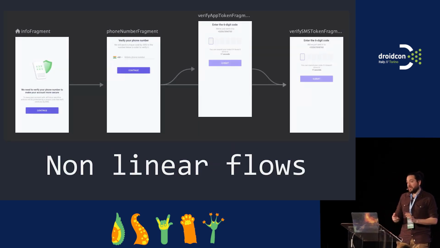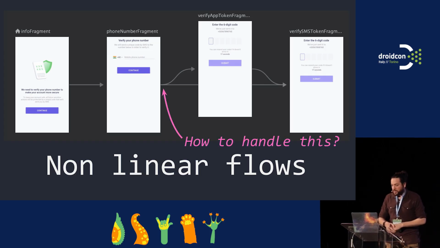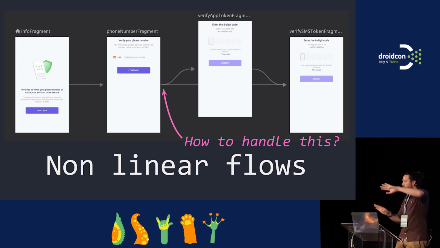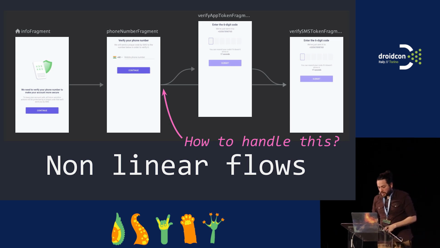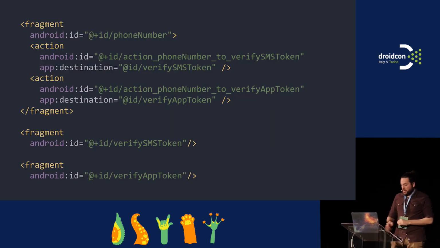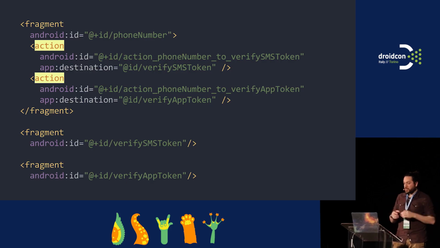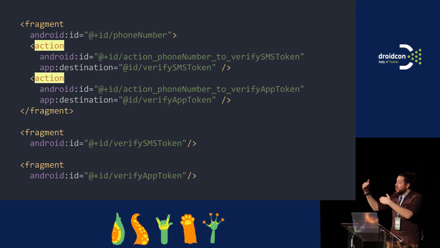Now, if we have nonlinear flows, something like this. You see, here, the second fragment, the second screen, can have 2 targets. So how to handle this? If we look at the fragment, the navigation graph, we have the first fragment here that has 2 actions. So we cannot use the same ID there, because then the fragment won't be able to know which action to really execute. In one context, you have 2 actions with the same ID, it's not working.